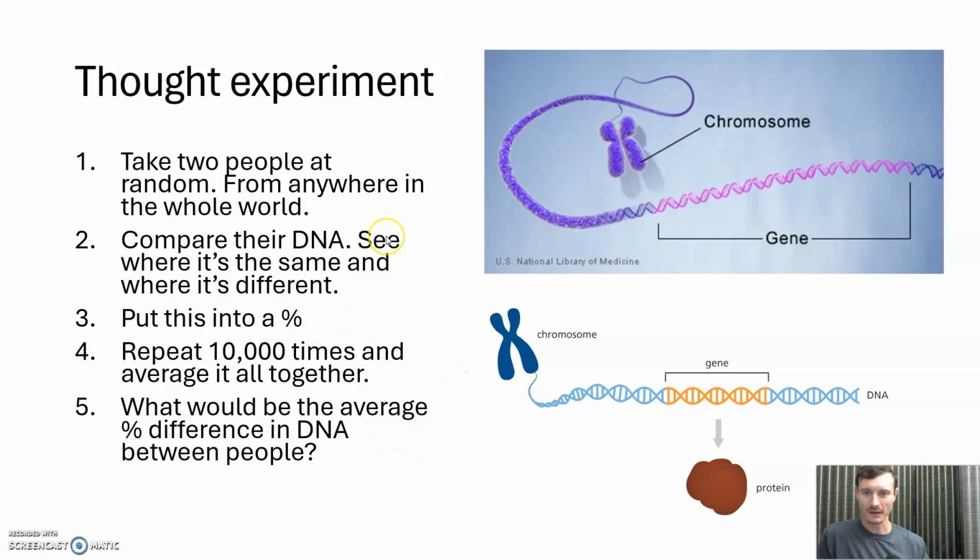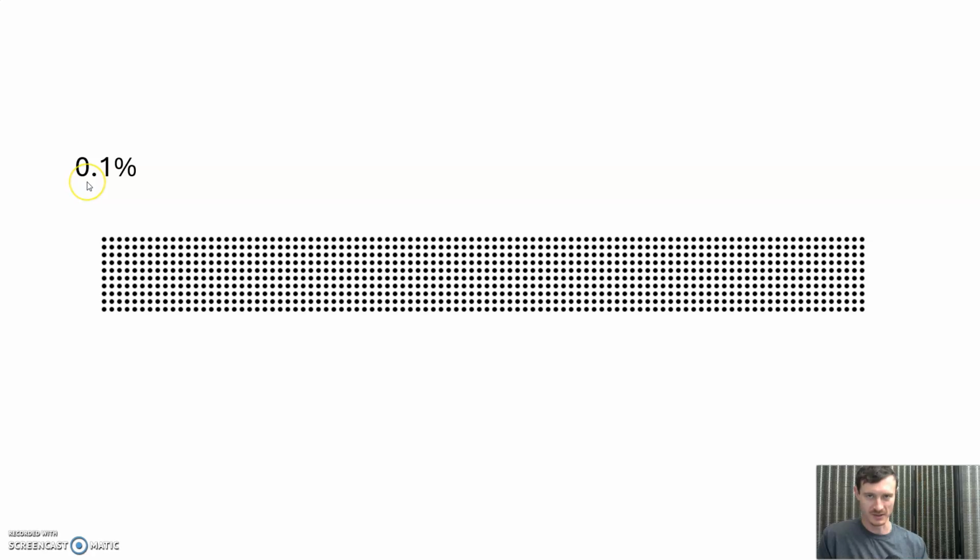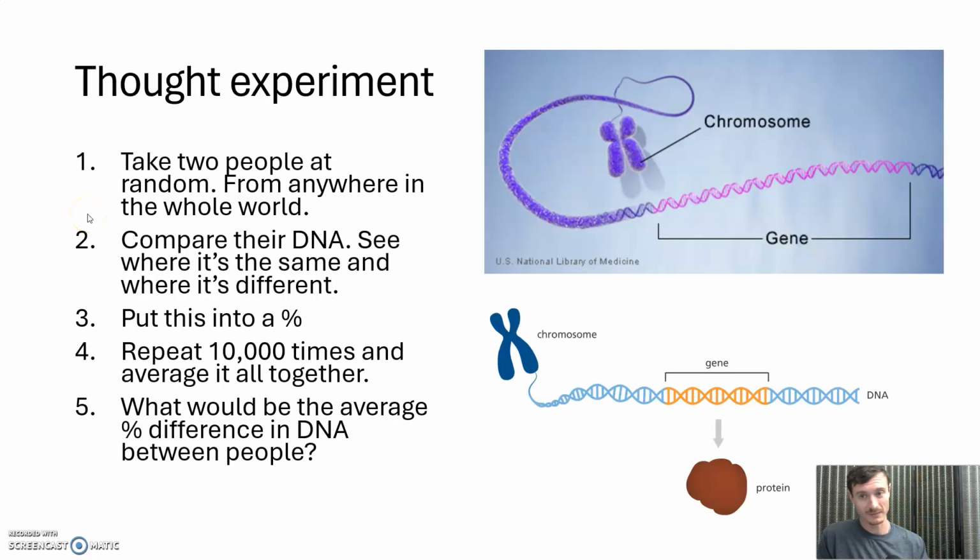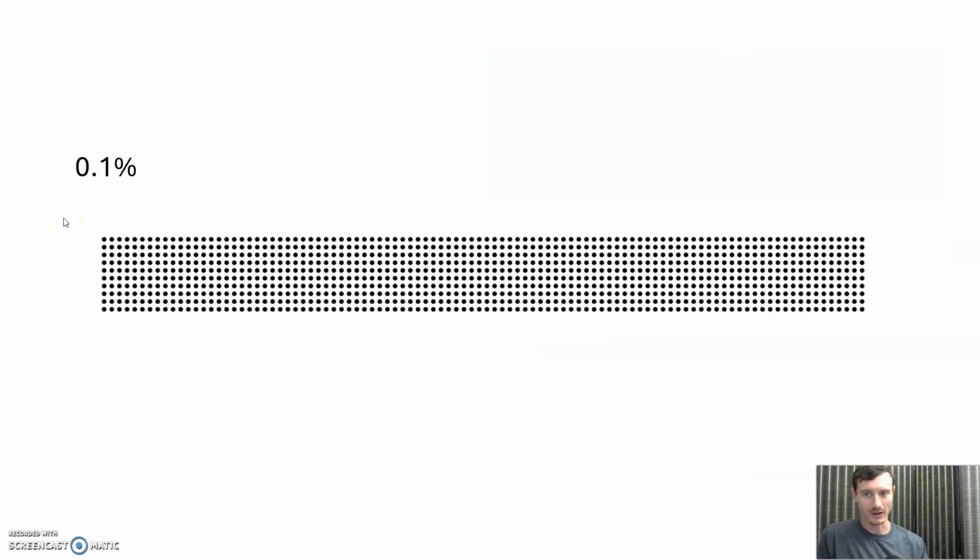So the answer is 0.1%, right? Which is far lower than the vast majority of people would expect. Human beings are far more genetically similar to each other than, I don't know, as exists in the popular imagination, which sometimes tends to imagine far more differences than there really are, right?